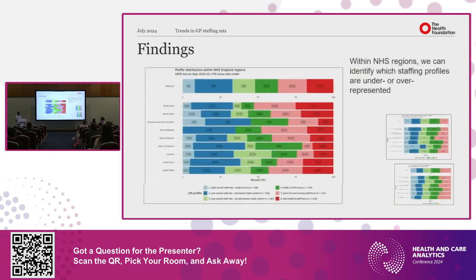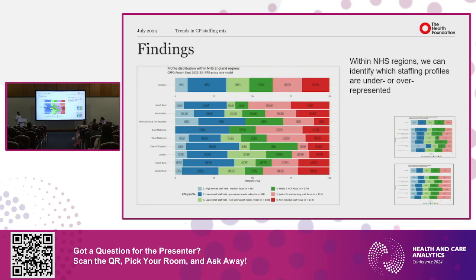Similarly, we can look at the distribution of our profiles within a certain geography. At the national level, we see 8% of our practices are categorized as having a high overall staff rate, with 25% of our practices having a low overall staff rate and reliance on a senior partnered GP. However, in the southeast and the southwest, there is a lower number than you might expect of practices considered high overall staff rates. And in the East Midlands, for example, there are no practices categorized as having a high overall staff rate.